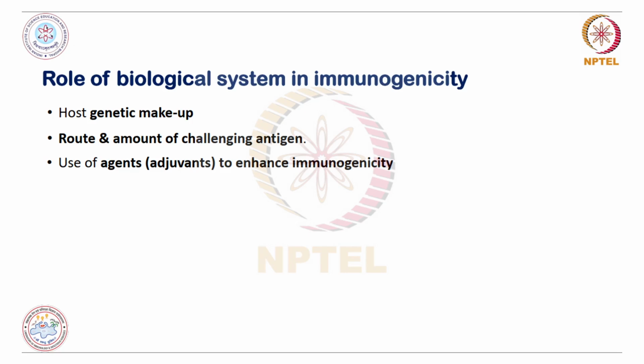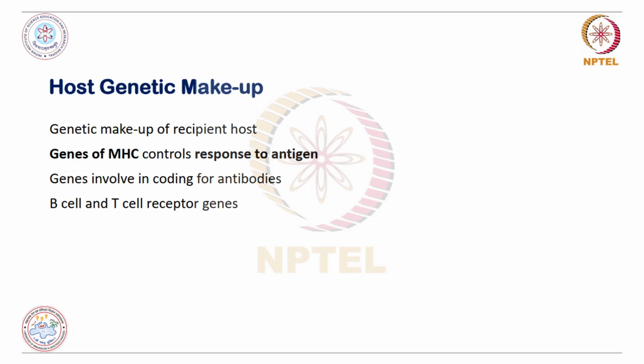And the second one is the route and amount of the challenging antigen. The route of administration also matters here, whether it is subcutaneous or intramuscular, so it depends on that. And the third one is the use of agents or adjuvants to enhance immunogenicity. These adjuvants or agents are substances added to vaccines to enhance their immunogenicity. So we will take these one by one.